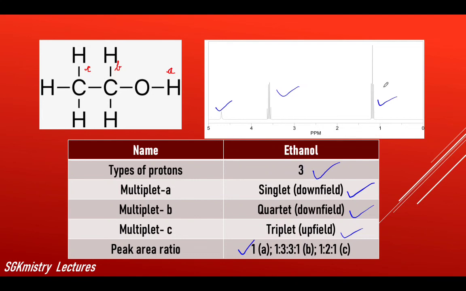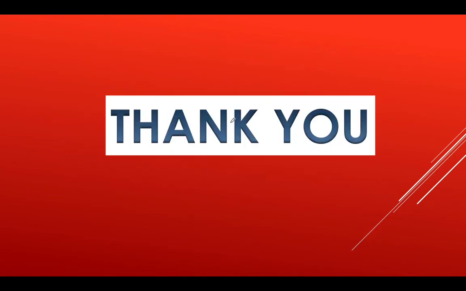So this is found for C, which is in the upfield region, and this is for B, which is in the downfield region, and this is for A, which is in the highly downfield region because of the oxygen which is directly attached to the hydrogen. So this is how we identify the peaks for the particular molecule.